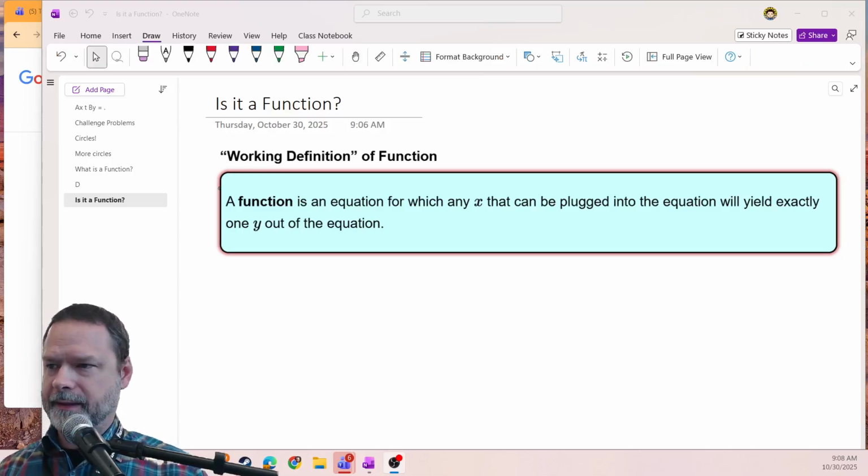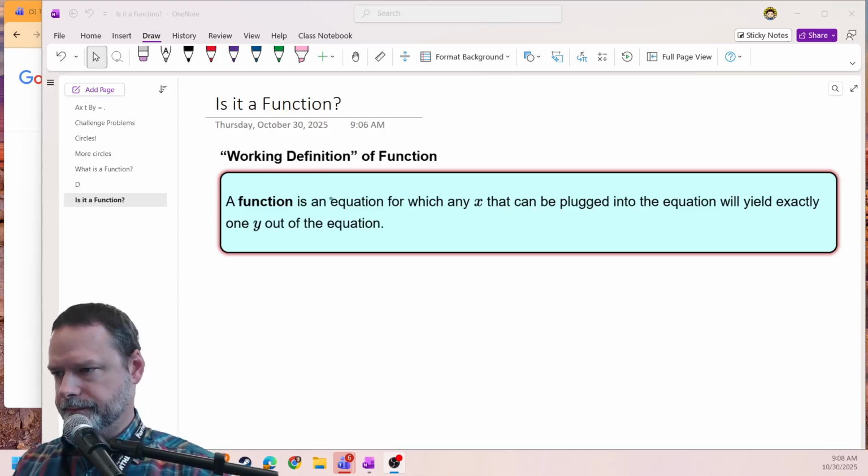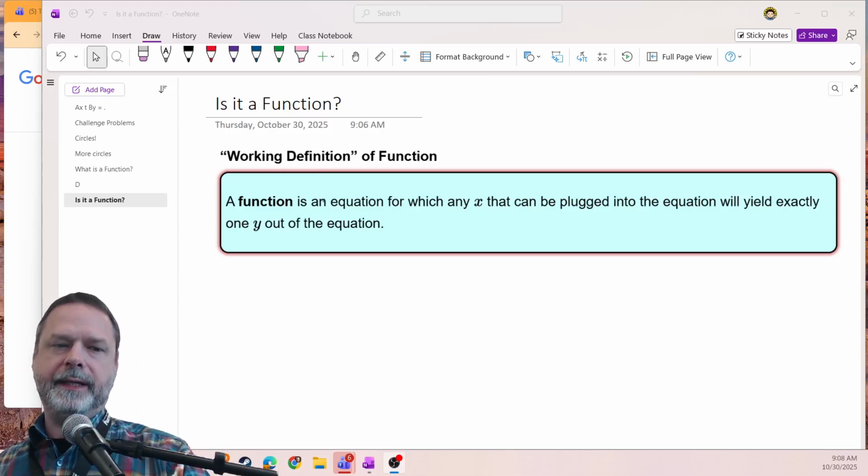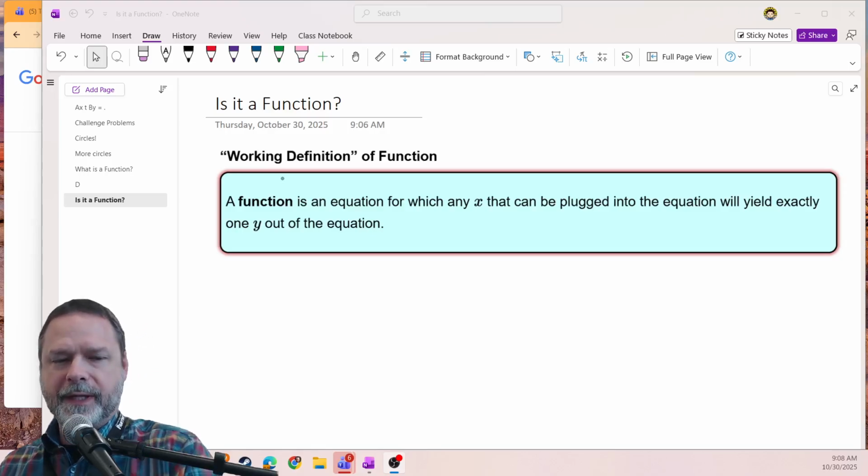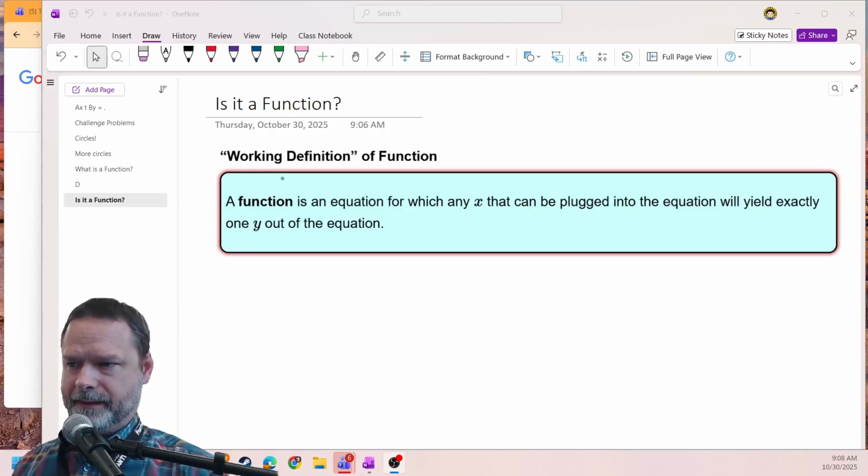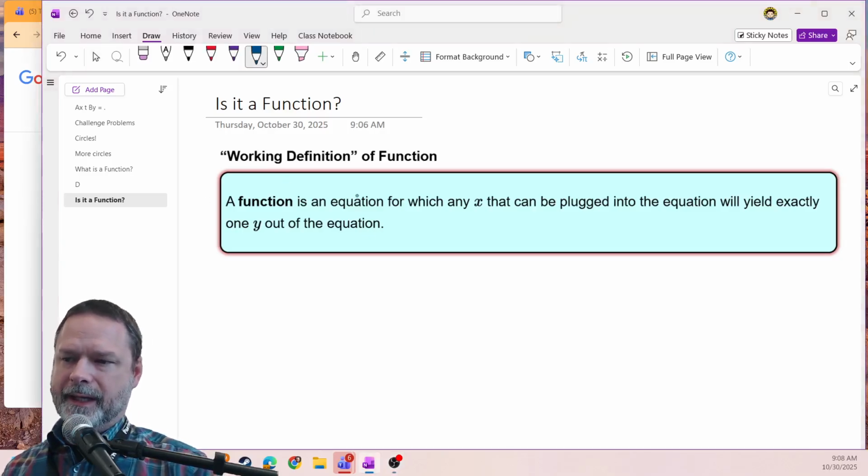So I always have this issue, like, why Algebra 2? Algebra 2 is just more algebra. Anyway, here we go. Let's do some examples today of problems where we're given the equation and ask: is it a function? Can we tell if it's a function? And it's as easy as using the definition of a function.